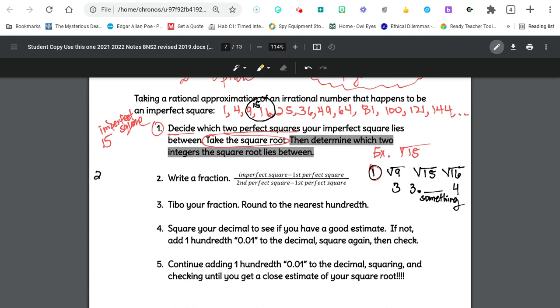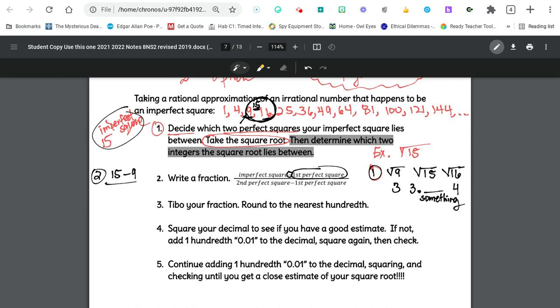Step 2, I'm going to do step 2 over here, is to write a fraction. And my steps even tell you how to set the fraction up. So if you look, it says to write a fraction, you're going to take your imperfect square. Now, my imperfect square was 15. So you're going to put 15 minus, and as you can see, there's your minus sign, your first perfect square. Now, the first perfect square here is a 9. So 15 minus 9. You're talking about out of the set here between 9, 15, and 16. 15 is the imperfect square, 9 is the first perfect square, and 16 is the second perfect square in that set.